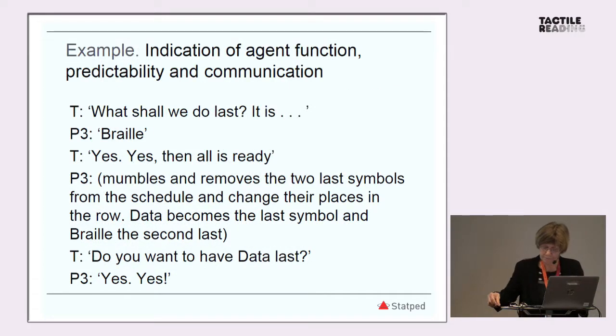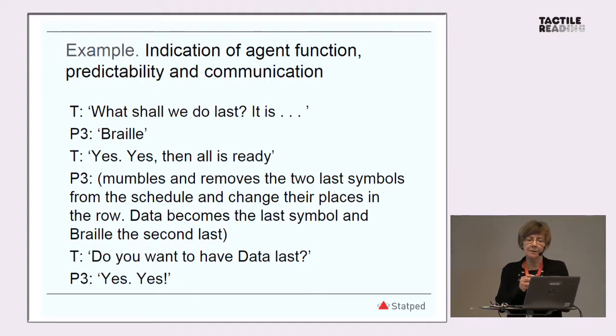The next example. The teacher has placed all symbols for the relevant lesson on the desk outside the empty plank with Velcro. And the pupil's task is to place the tactile symbols in the succession he prefers on the plank, the schedule. After the pupil has done this, his teacher asks, "What shall we have last? Is it Braille?" the pupil says. "Yes, yes, then all is ready." He mumbles and removes the two last symbols from the schedule and changes their places in the row. Data becomes the last symbol and Braille the second last. "Do you want to have data last?"